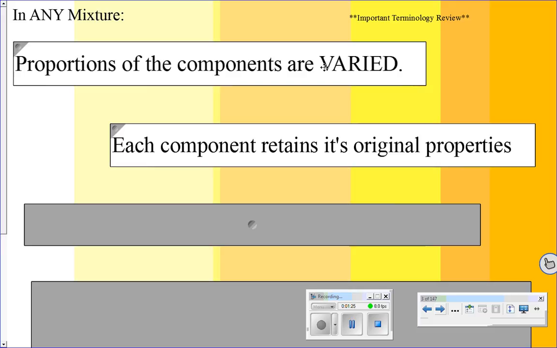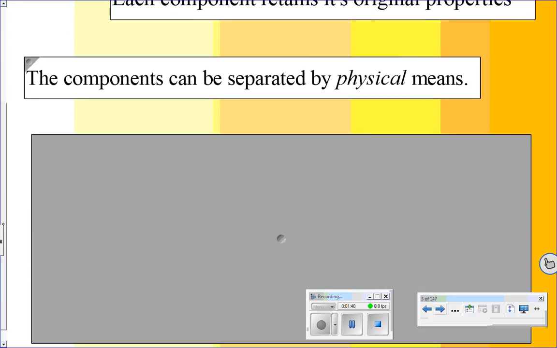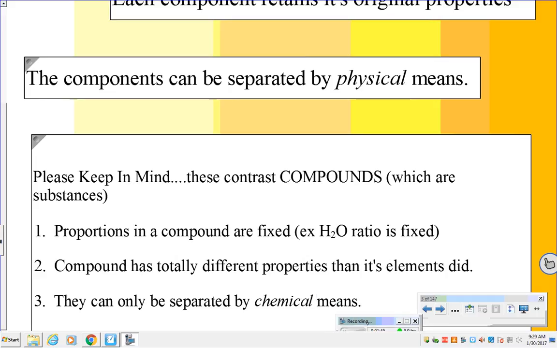Whereas when you form a compound, you actually change the properties of the elements that are in that compound when they're bonded together. The components of a mixture can be separated by physical means. What this means is you can typically separate based on things like filtration, boiling point, things like that. So this contrasts with compounds, which is really important to keep in mind.